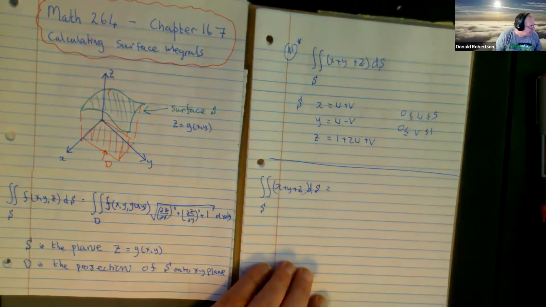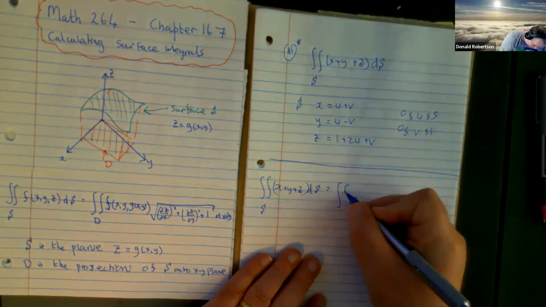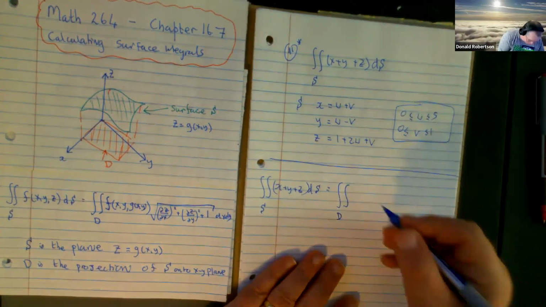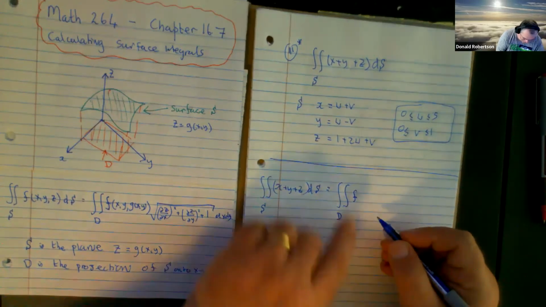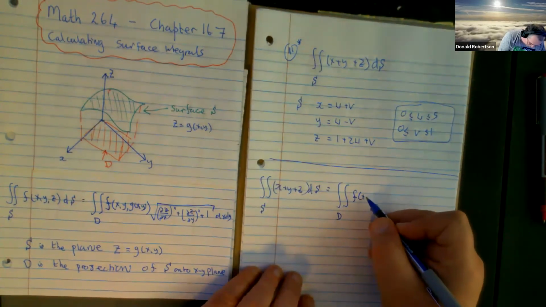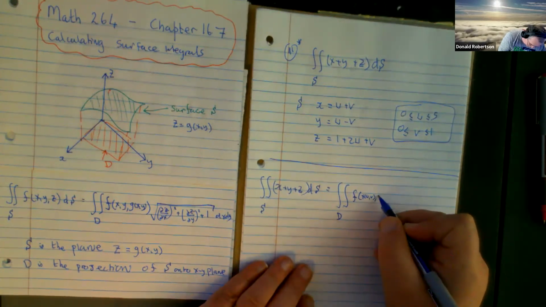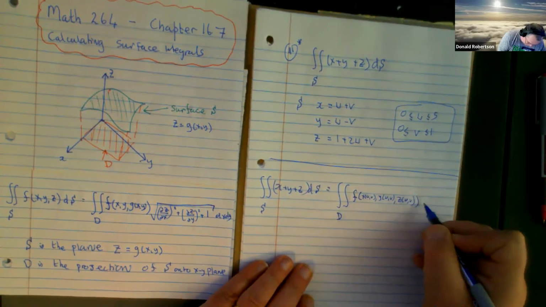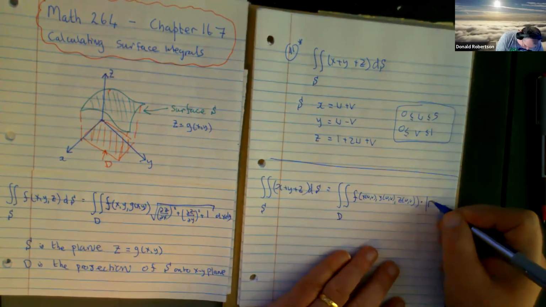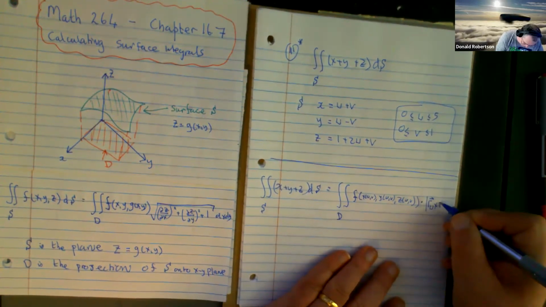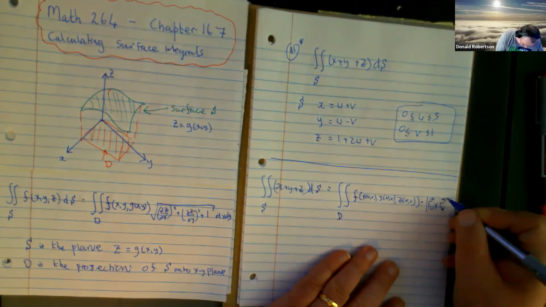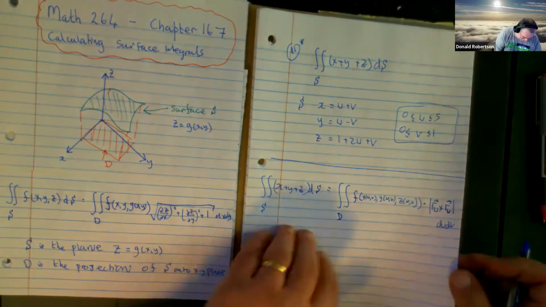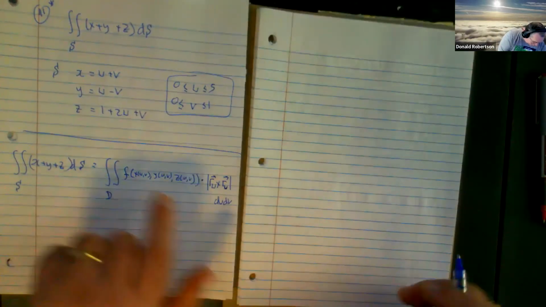And the formula for doing that is a double integral over D, which will be described by these two guys, of our function x, y, and z, but now x, y, and z are going to be in terms of u and v, times that guy, du dv. Okay. So that's our general formula.